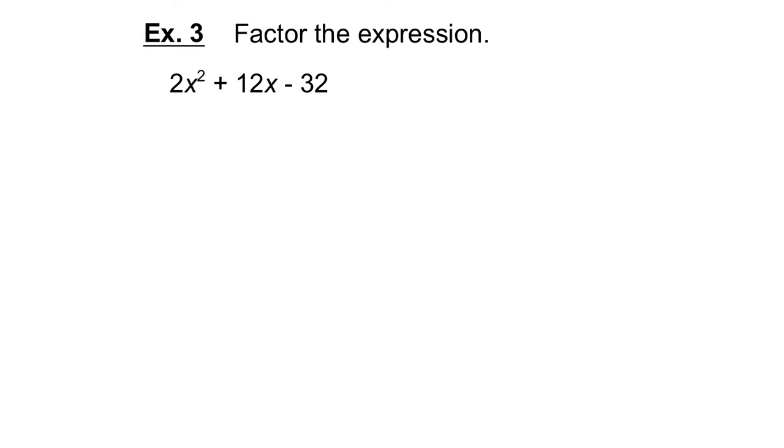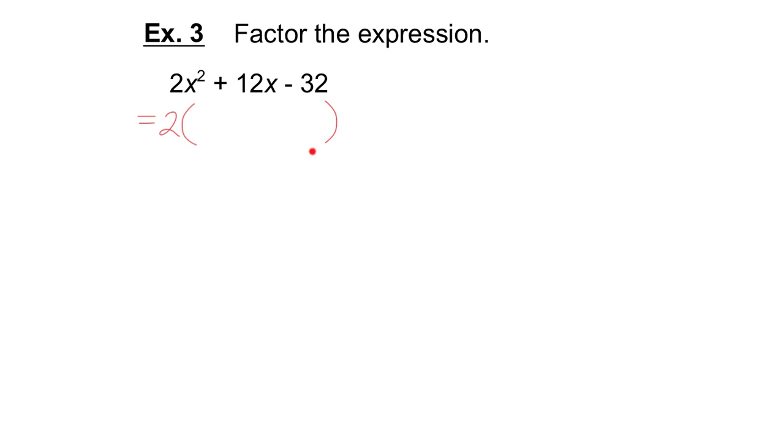Now here we have another expression, and we're asked to factor it. Factor the expression 2x squared plus 12x minus 32. Whenever I'm asked to factor, the first thing I want to look for is a common factor. So look at each term. Is there a common factor? Well, yes, each number is divisible by 2. So 2 is a common factor. Can I factor out an x? Well, I can for the first two terms, but not the last one. So x is not a common factor to all three terms. But 2 is. So I'm going to make 2 a common factor.